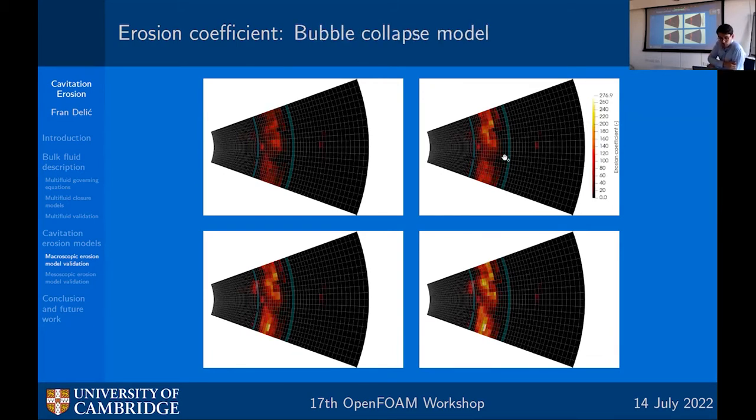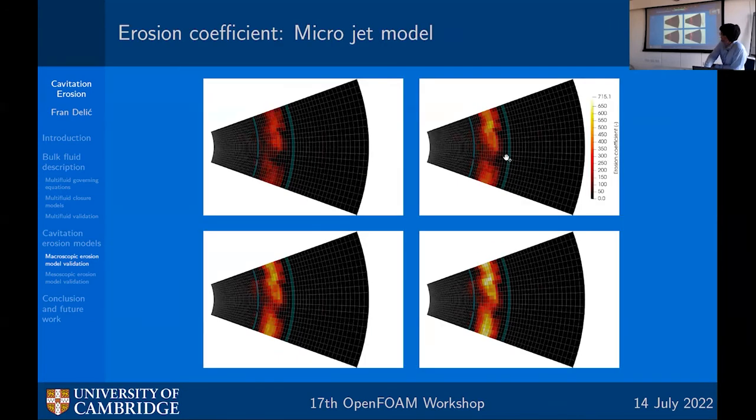Secondly, we see the evolution of the bubble collapse model. The results are quite similar. However, the microjet model predicts a larger coefficient, which needs to be normalized again. And I believe the microjet model has a little less scattering than the bubble collapse model.